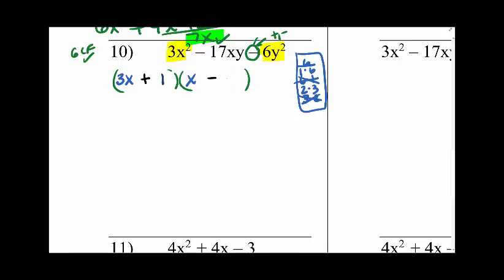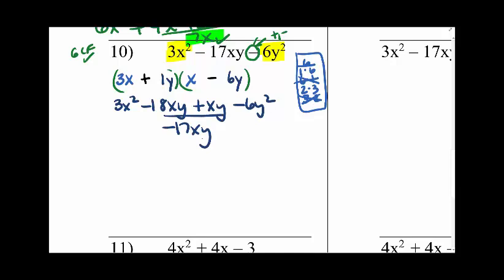So I put my 1, be careful, there's a y, don't forget that piece. We would catch that by FOILing it out. So I'm going to FOIL this out, it gives me 3x squared minus 18xy plus xy, because remember we put in alphabetical order, minus 6y squared. That gives me the negative 17xy. That actually matches. That's my goal.